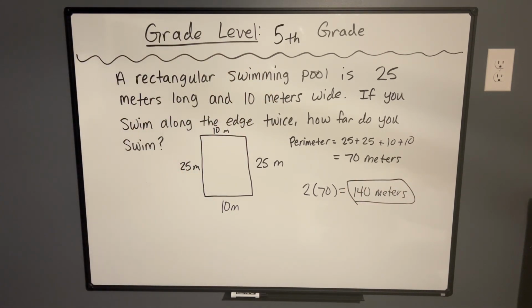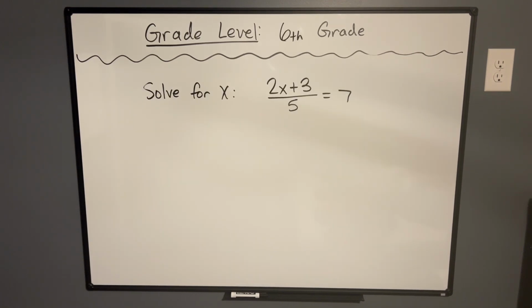So this one was just asking for the perimeter of a rectangle, and that's something you would see in your 5th grade classes. So that's it for elementary school. Now we're going to go ahead and move on to 6th grade and go into middle school. All right, so welcome to middle school.